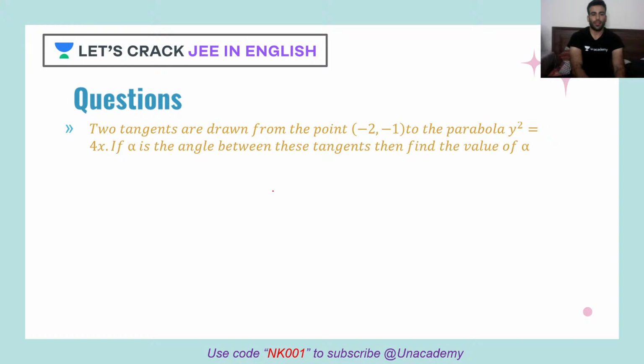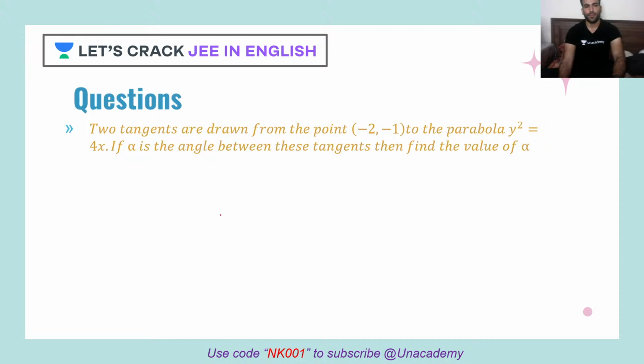The question is: two tangents are drawn from the point (-2, -1) to the parabola y square is equal to 4x. If alpha is the angle between these tangents, then find the value of alpha. Again, for this question I could think of two methods. I'll tell you how. SYM 24, I hope you are there with me, just getting how we are solving the questions. So let's solve this question.